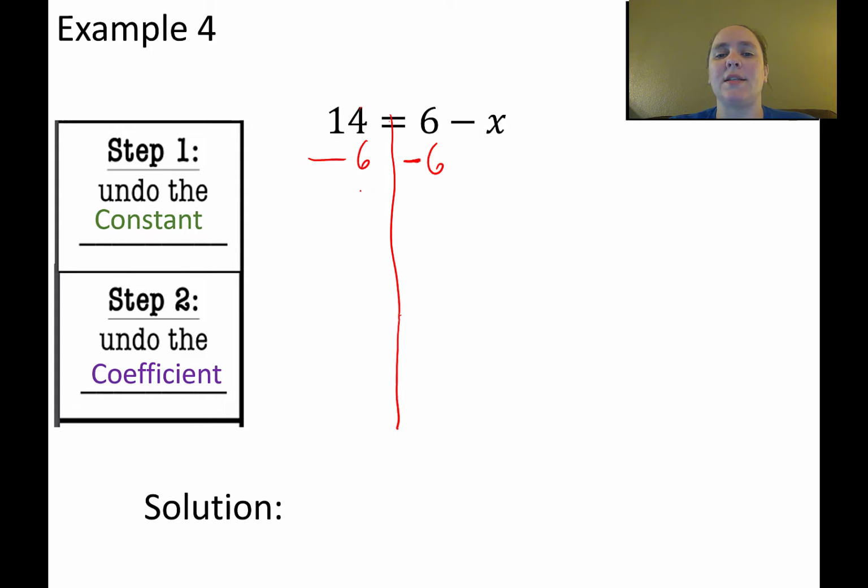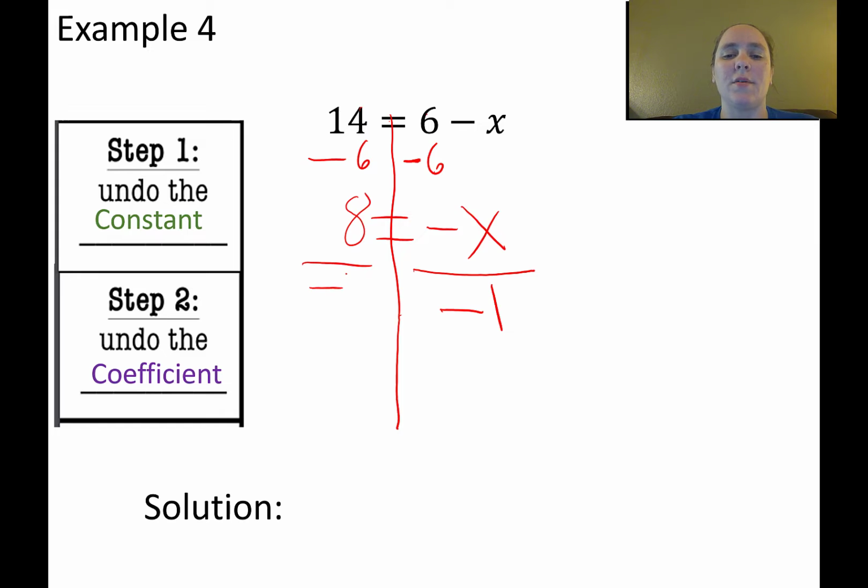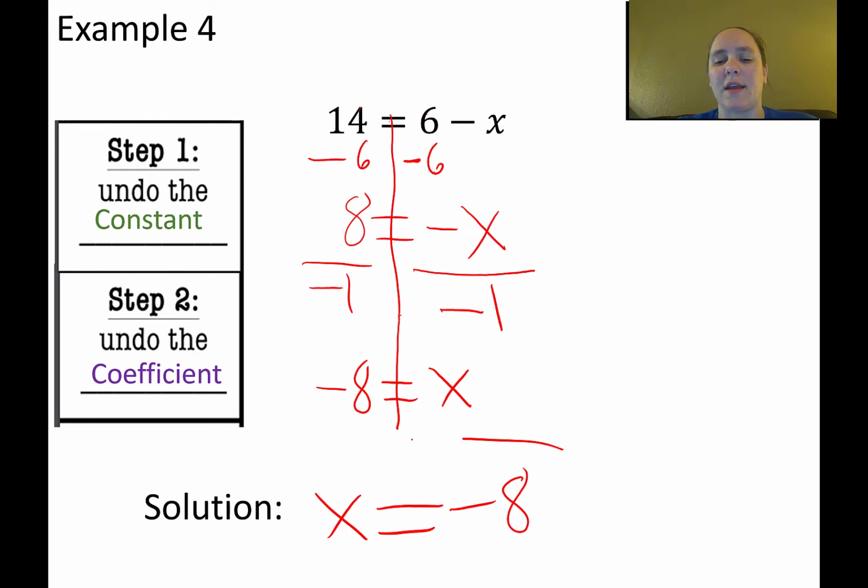So 14 minus 6 gives me 8 equals, okay, 6 minus 6 is 0. That's good. I'm left with a negative x. So now x is not by itself. I still have that negative. Remember, so I'm going to divide by a -1 to both sides. So -8 is equal to x. Or we could say our solution is x equals a -8.